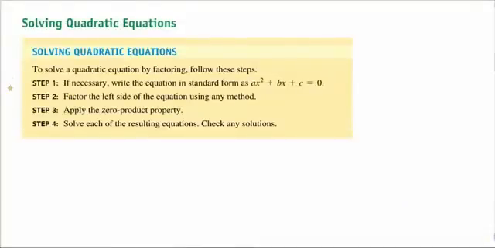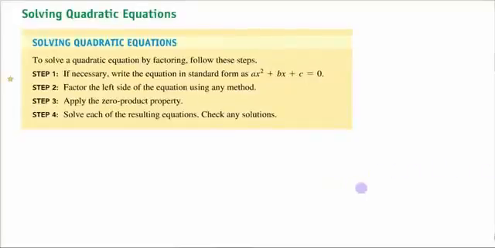All right, I'm going to give you a formal step-by-step process for solving quadratic equations. To solve a quadratic equation by factoring, follow these steps. Step 1. If necessary, write the equation in standard form as ax squared plus bx plus c equals 0. Okay, so that means that we have everything on one side equal to 0, and our exponents are descending. We have an x squared, we have an x with no exponent, and then we have a term with no x's called the constant term.